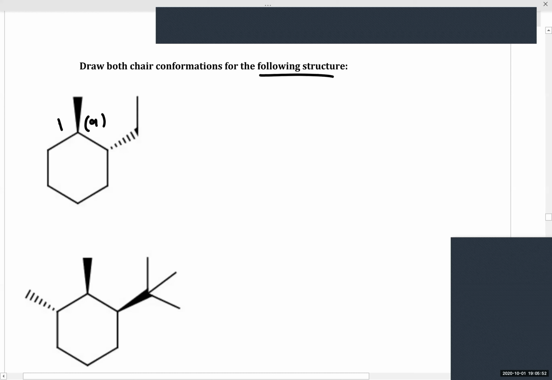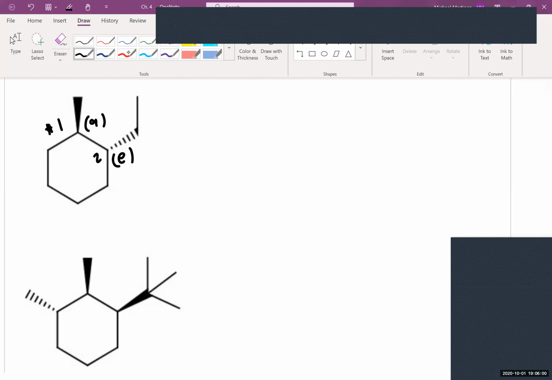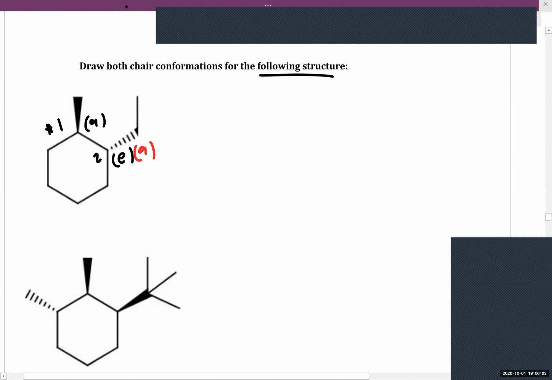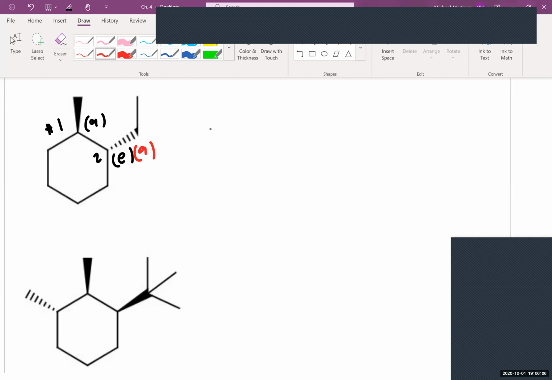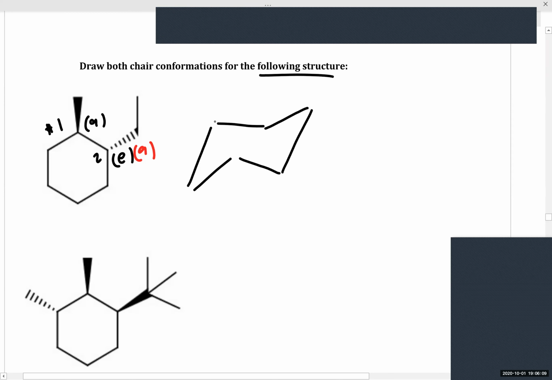So I find my carbon with a wedge, I label it carbon 1, and it'll be at the axial position. Carbon 2, it would be equatorial, but since it has a dash, it's assigned at the axial position. I draw my chair conformation, and I place my methyl group at carbon 1, and it's axial, pointing up. The ethyl group, it has a dash, so it's pointing down, and this ethyl group would be axial, pointing down.